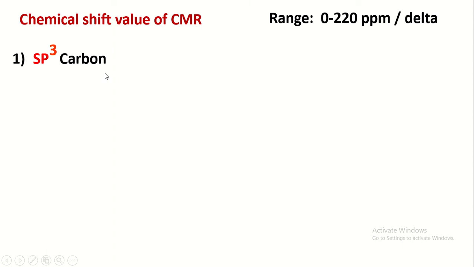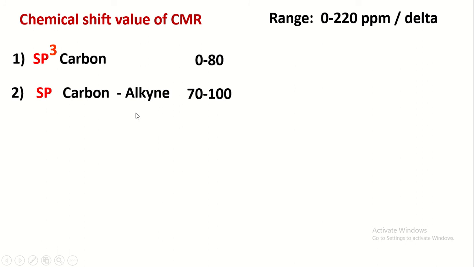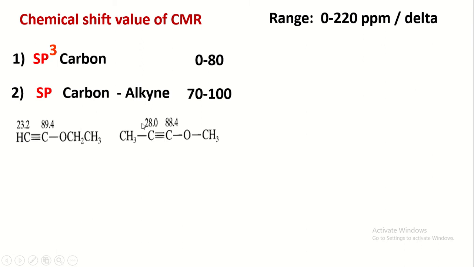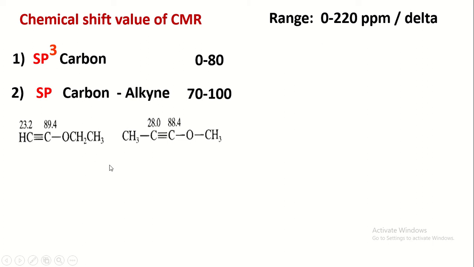For sp3 carbon, the chemical shift range is 0 to 80. For sp carbon, that is a carbon of alkyne or triple bonded carbon, the range is between 70 to 100. But in some compounds, the chemical shift decreases due to resonance because the carbon carries a negative charge.